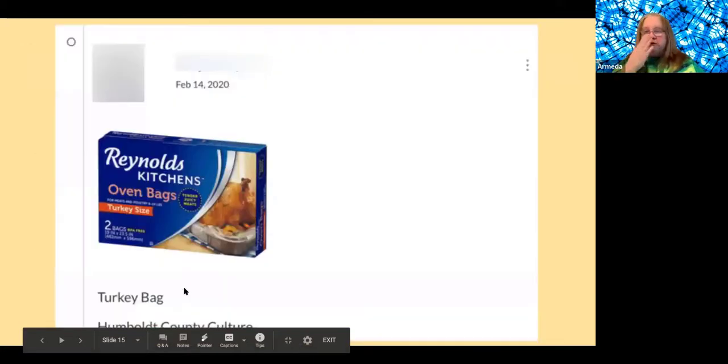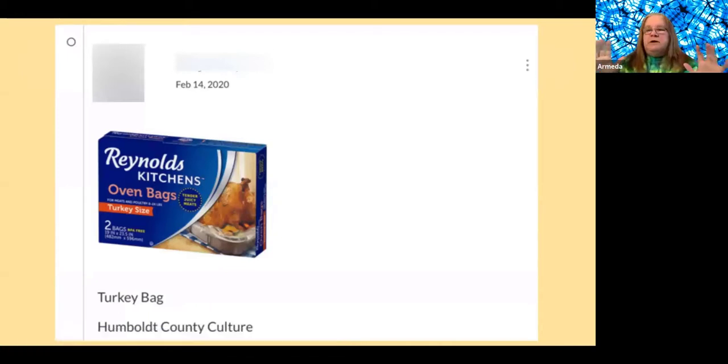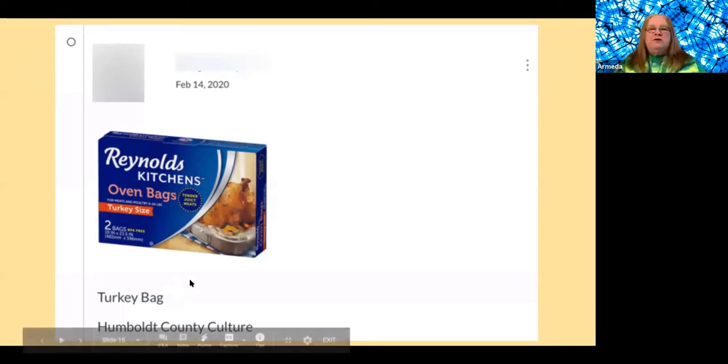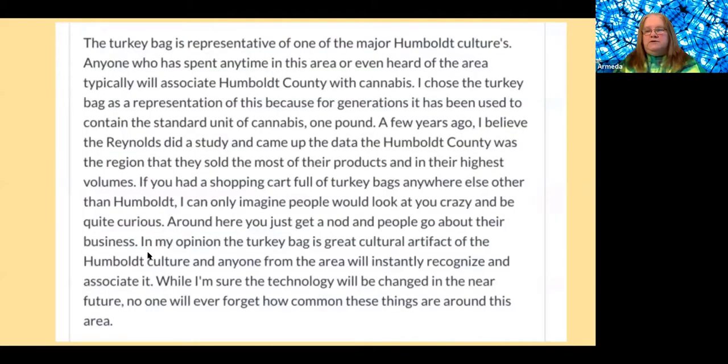And I just have to show you this if I can. I was so delighted. Does anybody know why the turkey bag represents Humboldt County culture? Oh, I know, I saw a couple of hands go up. I didn't know this. I've lived here for how many years? 38 years? I had no idea. I'm going to go ahead without calling on anybody to embarrass them. But I had no idea it was associated with the cannabis culture. So I learned a lot.